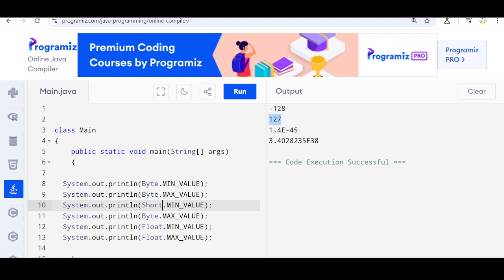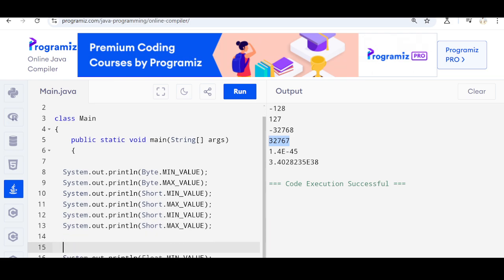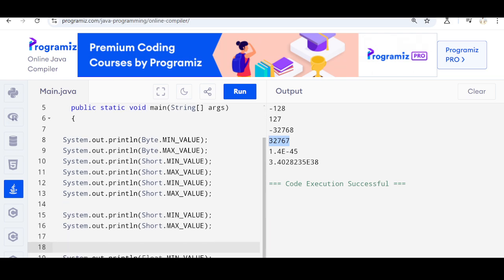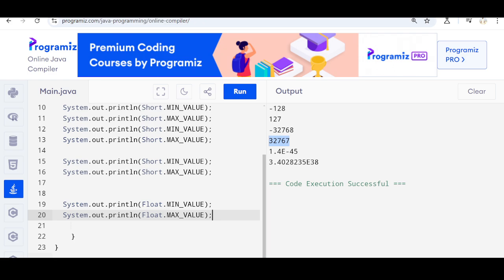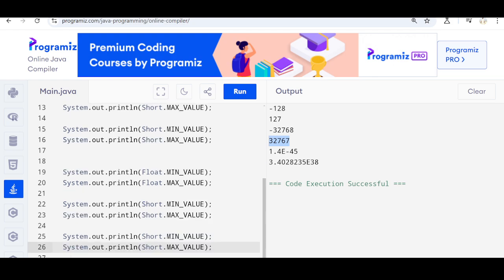Short.MIN_VALUE. Likewise, you give Short.MAX_VALUE. For short, you are getting the minimum value and the maximum value. Likewise, you can find it for integer, for long, for float. You already found it for float, you can find it for double, and you can also find it for what? Character.